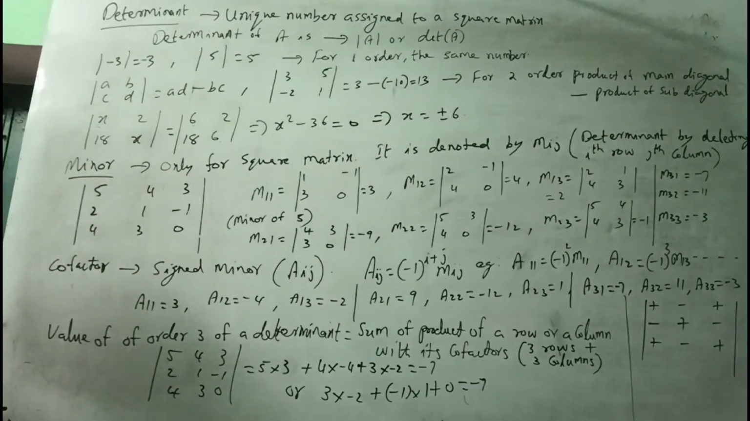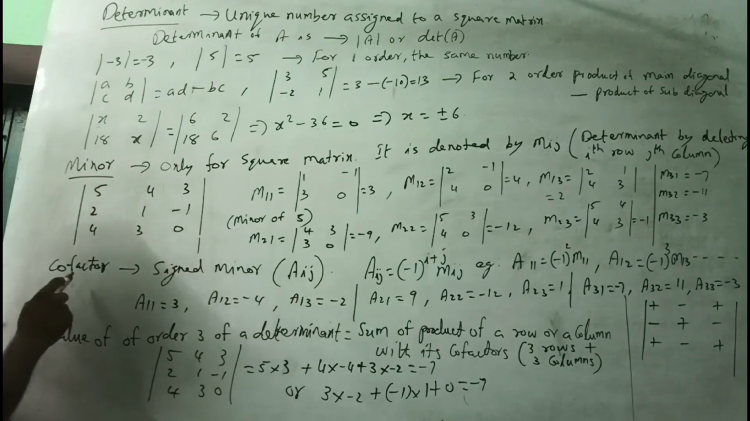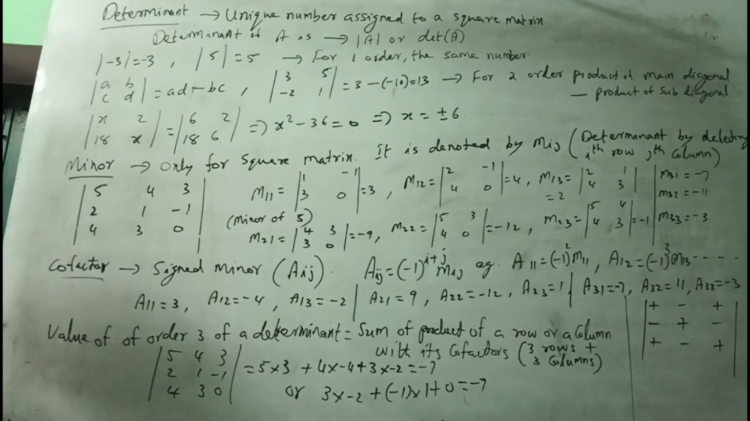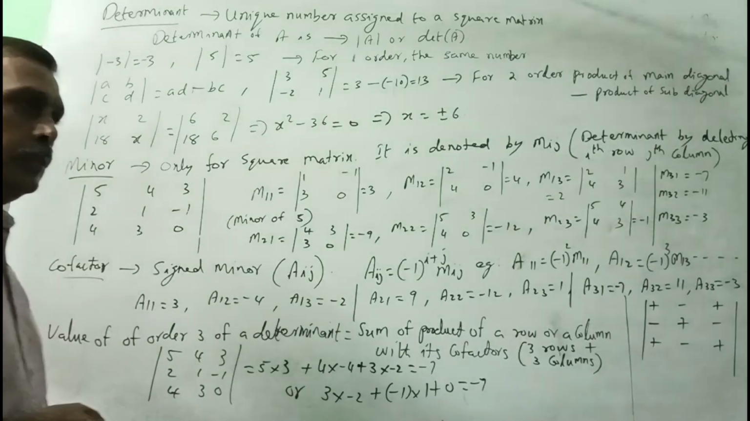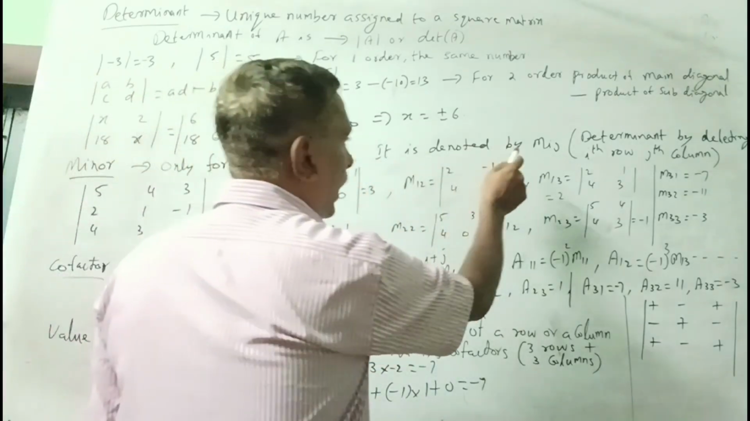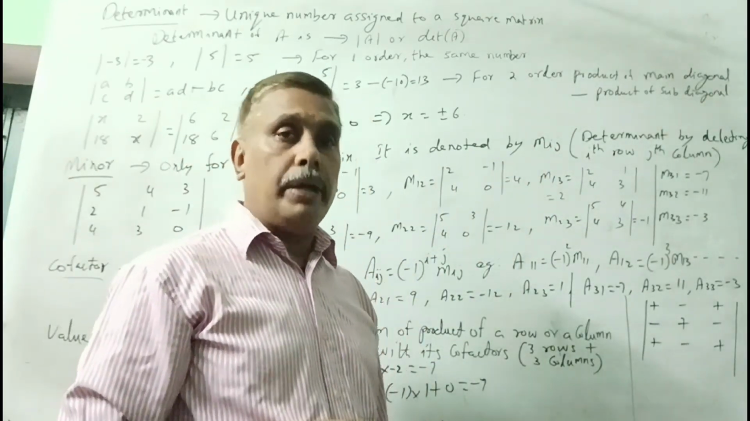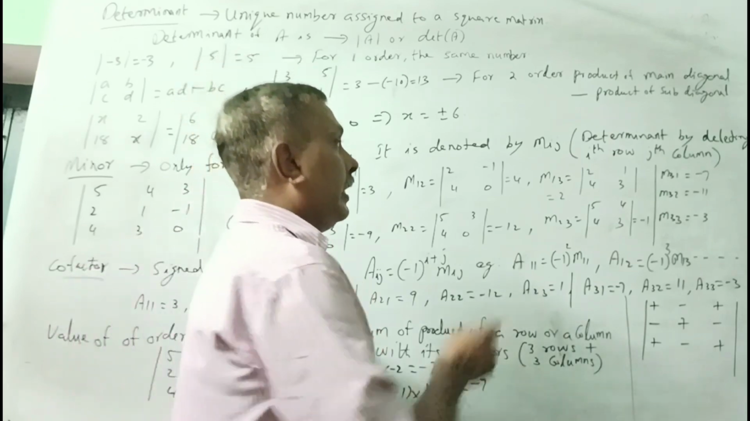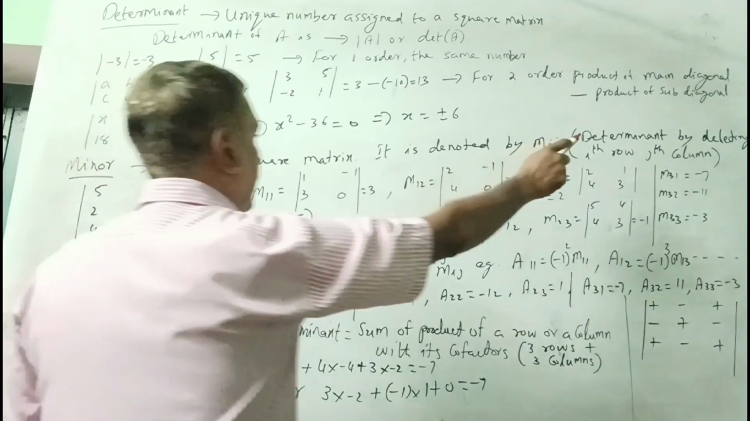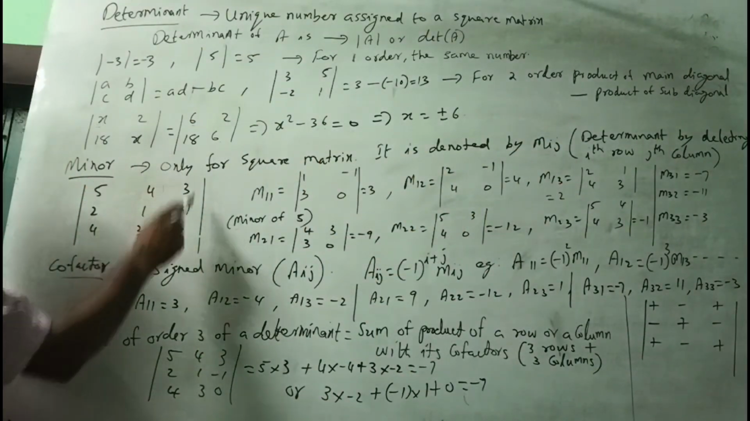Now, what is a minor? Minor and another word, cofactor. There are two words we are going to study. Both of them are defined only for a square matrix. It is denoted by Mij, which means every element of a square matrix has a minor. It is denoted by Mij. How can we obtain it? That is written there. I will explain with the help of an example.